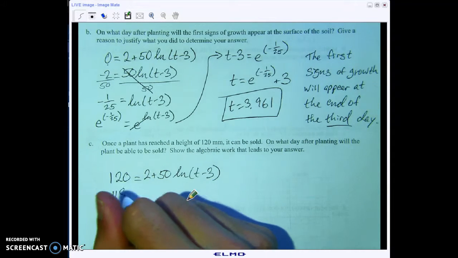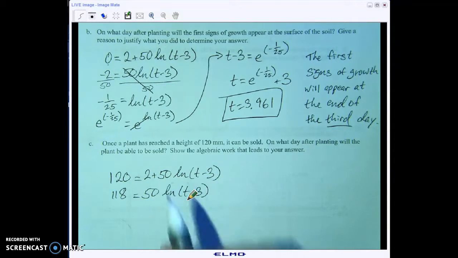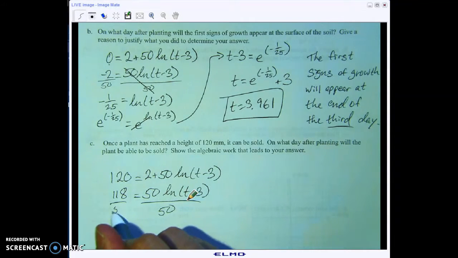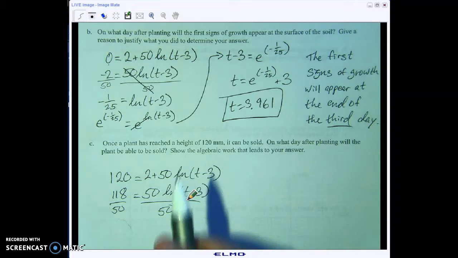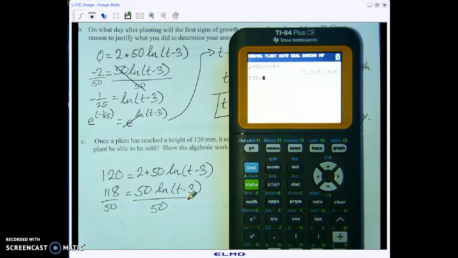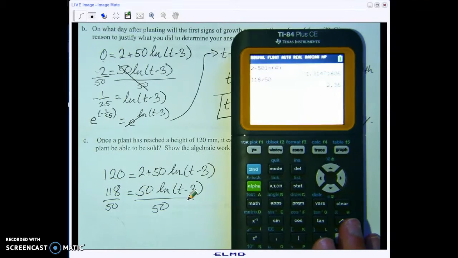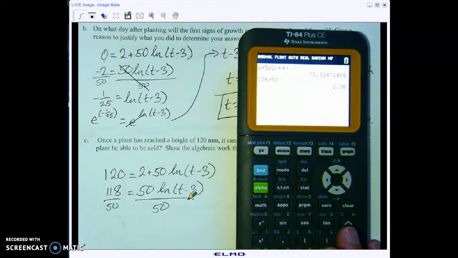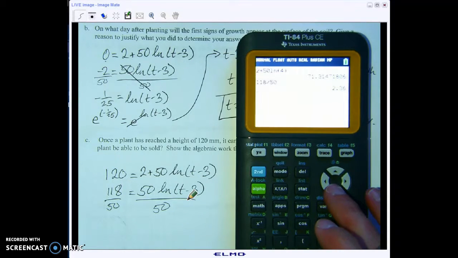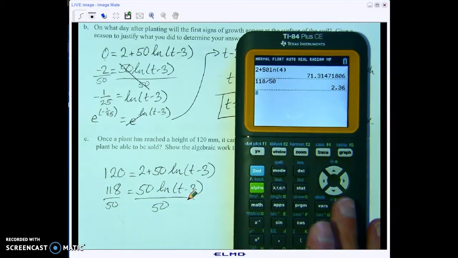Or in other words, 118 is equal to 50 natural log t minus 3 if I subtract 2 from both sides, right? And dividing both sides by 50, we get 118 over 50. I'm just going to figure out what that is because it looks like maybe it'll be a nice decimal. 118 divided by 50 is 2.36. That glare is pretty awful, but that says 2.36. Let's turn the brightness down. That might help. Yep, there we go. All right, 2.36.